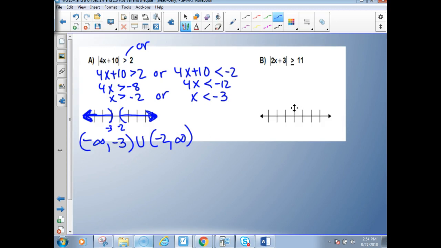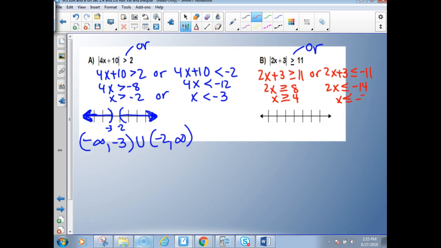Okay. The next one is also an or. What I'm looking at is the fact that there's a greater than symbol there. It's another or. So drop the absolute value bars and just rewrite it. 2x plus 3 is greater than or equal to 11, or 2x plus 3 is less than or equal to -11. Subtract 3. Divide by 2, we get x is greater than or equal to 4. The other part, subtract 3, we get -14. Divide by 2, x is less than or equal to -7.